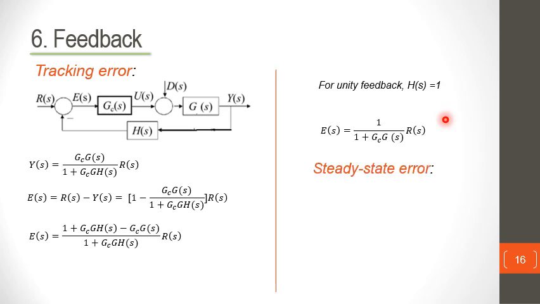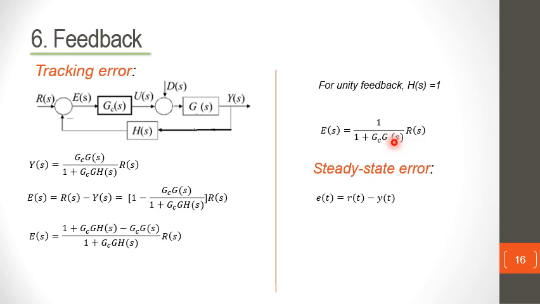And so we can see, before we go to the steady state error, from this equation that the bigger the forward loop gain, the smaller the tracking error. Which means feedback can reduce the tracking error by simply increasing the forward loop path.